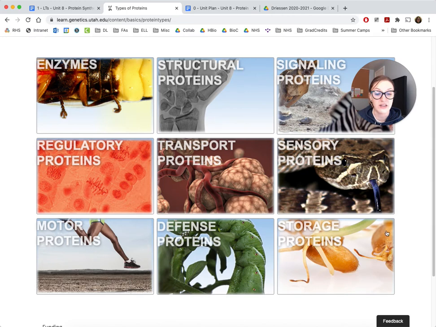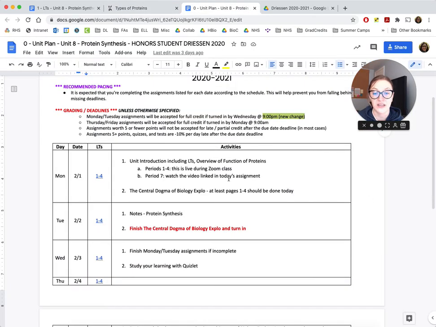And last but not least, storage proteins. These are proteins that specialize in storing information or molecules. So when we think about life, all of life is dependent on all of these proteins. So what we're going to be learning about in the first couple of days is something called the central dogma of biology, which means the central set of rules that governs life. And that is this overview of the process from DNA to a temporary copy of parts of it in the form of RNA, and then creating that final protein.